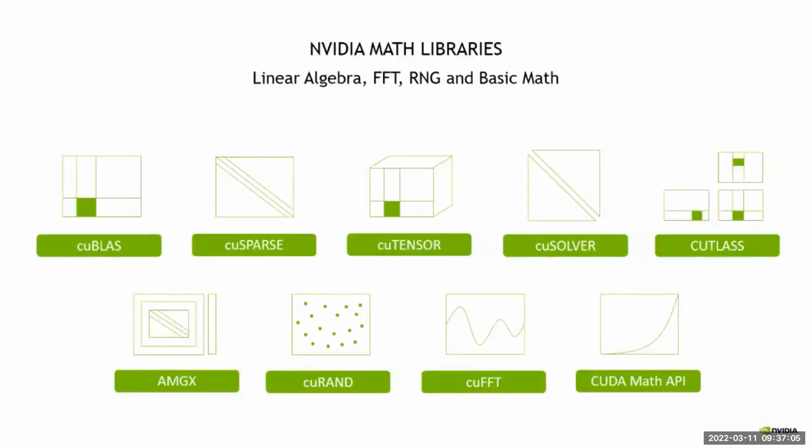NVIDIA has a huge set of math libraries. I've only highlighted some of them here, but for many of them, the names are fairly descriptive as providing support for BLAS operations or FFTs or random number generators. And so if you're doing very common math operations, you should first check and see, is there a math library that does this? Because you get free performance that way. We have experts that are really tuning these libraries to provide the best possible performance on our platform. So if you're not leveraging those, you're leaving performance on the table.